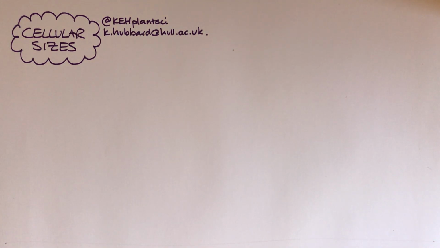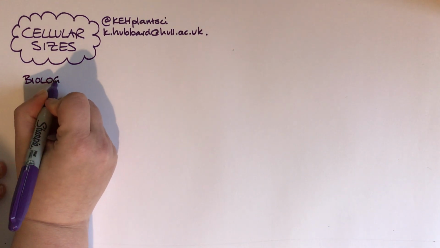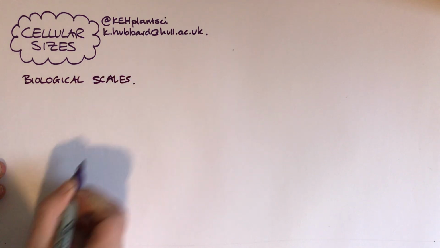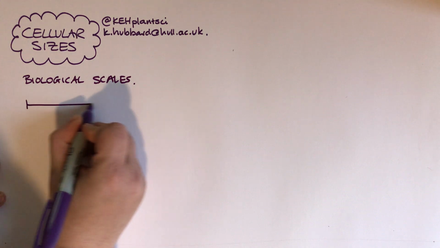So in this video, we're going to think about the sizes of cells to try and give you a sense of scale as to how big the cells that we're going to be talking about might be. Before we do that, we need to think about some biological units in terms of scale. Okay. So let's start with 1 millimetre.